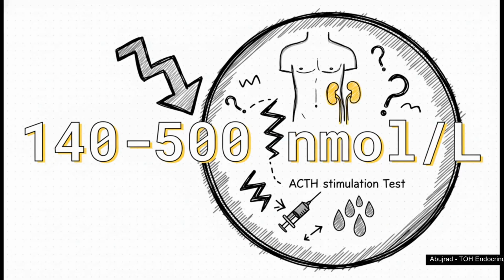Now this range, this is the gray zone. This is the diagnostic headache. A result here doesn't confirm AI, but it doesn't exclude it either. This is exactly the kind of patient who needs dynamic testing, specifically an ACTH stimulation test, to really see what their adrenal reserve looks like.